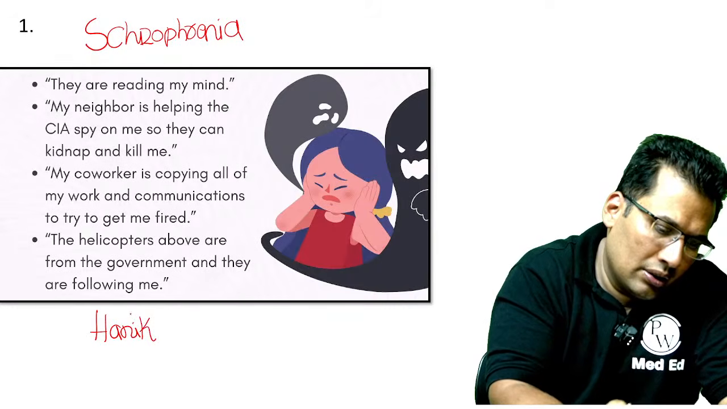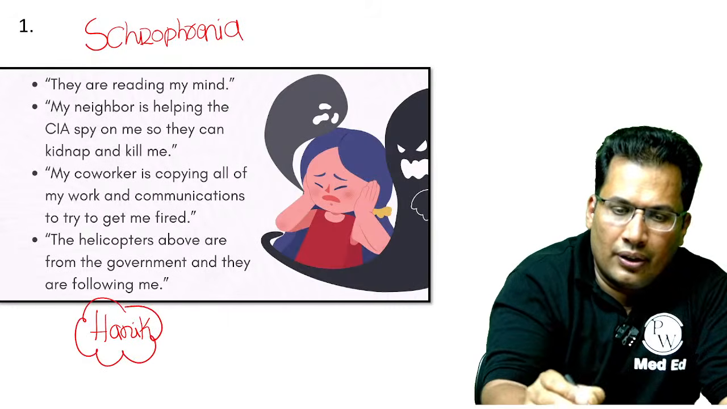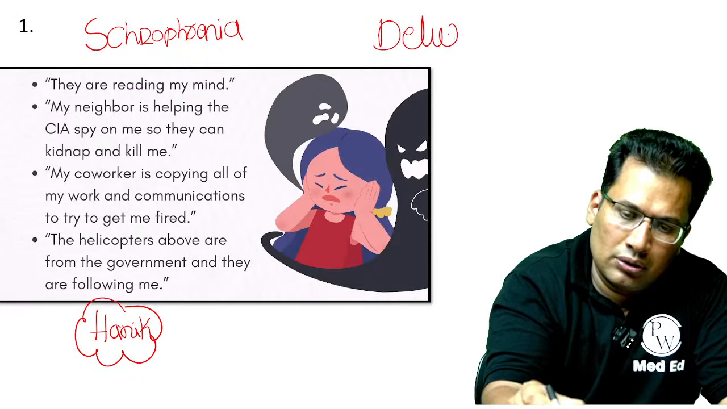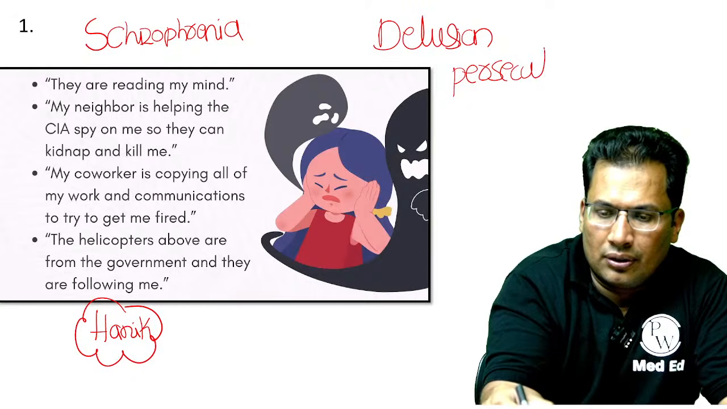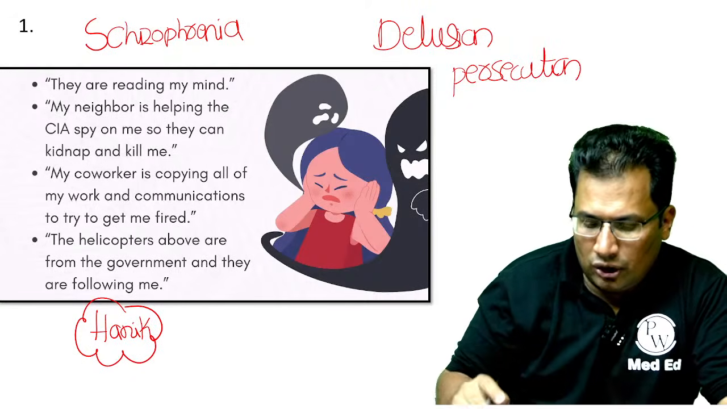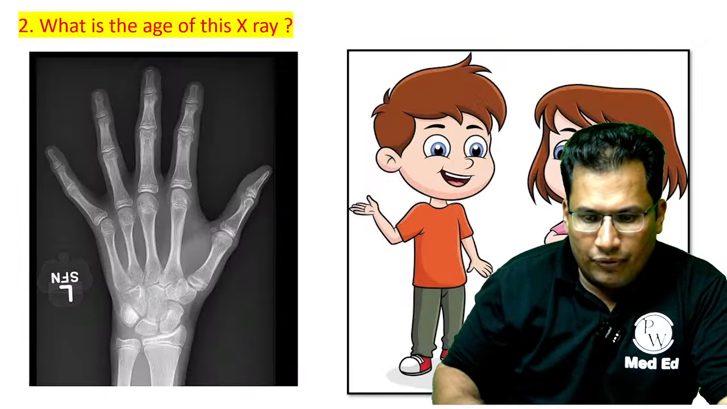Hanik beta, बहुत बढ़िया आंसर. A delusion of persecution. हो गया? Very good. The next question.